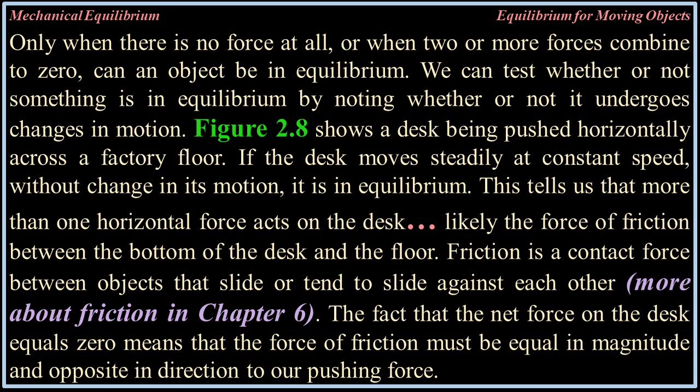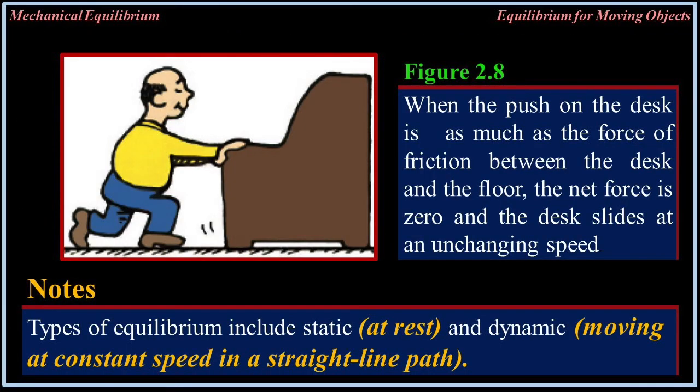The fact that the net force on the desk equals 0 means that the force of friction must be equal in magnitude and opposite in direction to our pushing force. So it is in mechanical equilibrium. Let's look at the figure. When the push on the desk is as much as the force of friction between the desk and the floor, the net force is 0 and the desk slides at an unchanging speed, or in mechanical equilibrium.